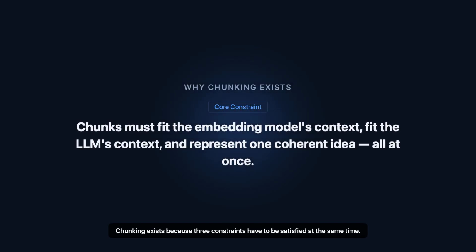Chunking exists because 3 constraints have to be satisfied at the same time. The chunk has to fit inside the embedding model's context, or the tail gets truncated. It has to fit inside the LLM's context at query time, alongside several other retrieved chunks, and it has to represent one coherent idea, because a vector is supposed to mean something. Half a sentence plus the start of a new topic doesn't mean anything an embedding model can usefully encode.